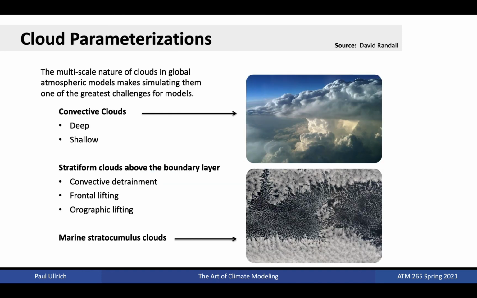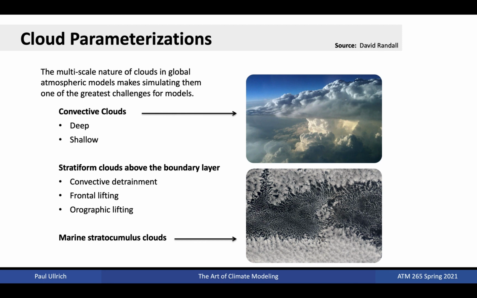However, the multi-scale nature of clouds in global atmospheric models makes simulating them one of the greatest challenges for models. We already mentioned some of the issues related to convective clouds, including the simulation of lateral and cloud top entrainment. However, other cloud types are equally, if not more, challenging. Even non-convective clouds pose challenges for models.